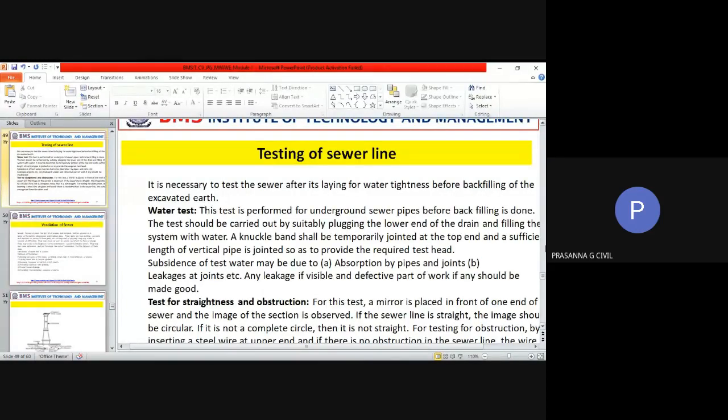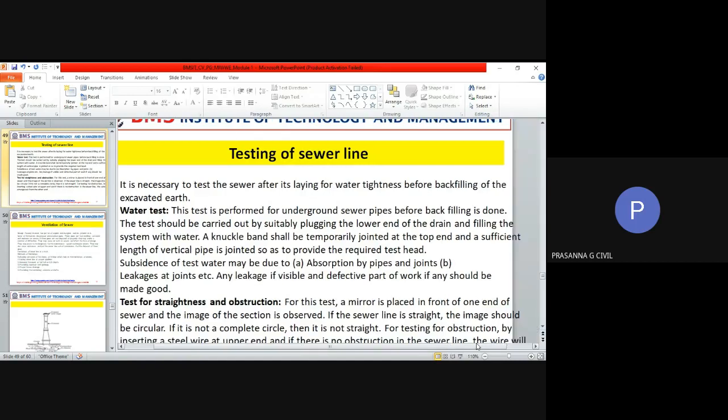The test should be carried out by suitably plugging the lower end of the drain. Suppose you are doing it from manhole to manhole, the outlet of the manhole at the bottom will be closed, and from the other side they will pump water. Plugging the lower end of the drain, filling the system with water. A knuckle band shall be temporarily joined at the top end, and a sufficient length of vertical pipe is jointed so as to provide the head required. So if you are doing it directly on the pipeline, you need that.